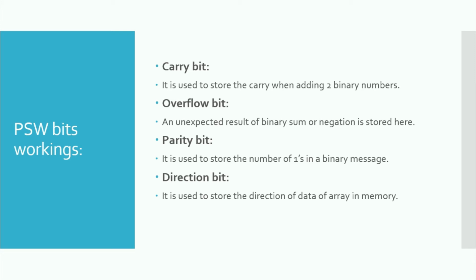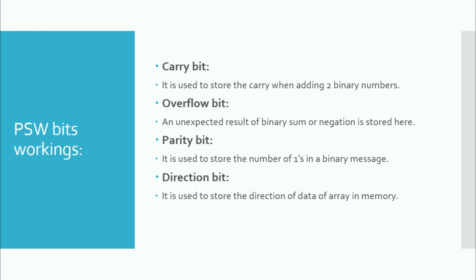And then we have a parity bit. It is used to store the number of ones in a binary message. Here a binary message means a binary number, like 0 1 0 1 0 1 0 1 1 1 0, and it will store the number of ones available in this whole binary number.